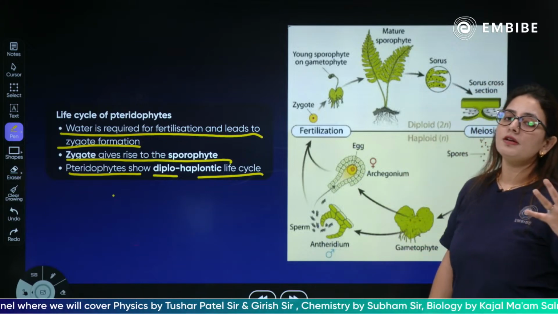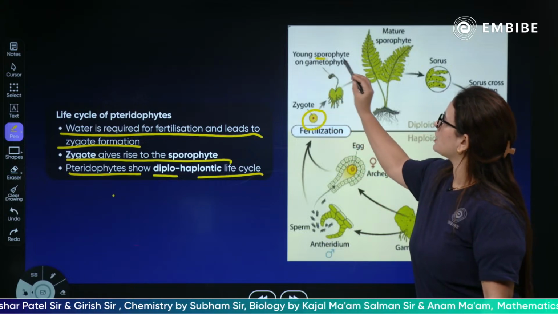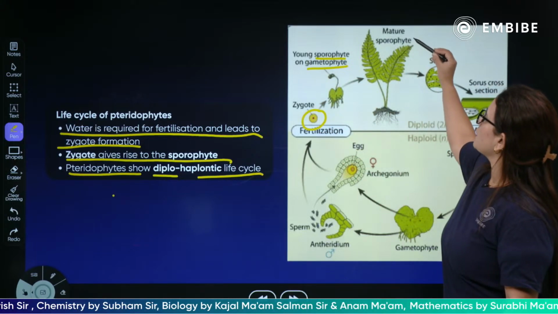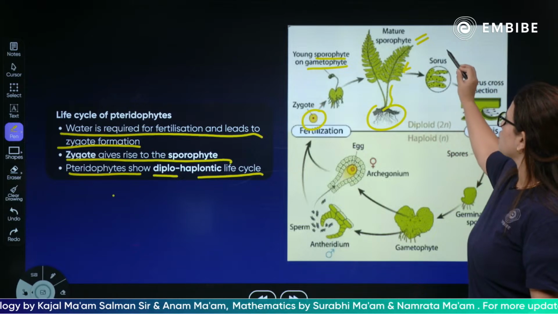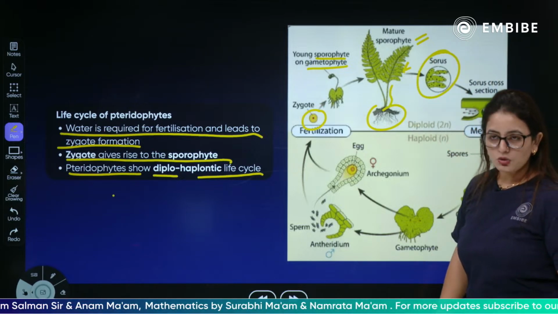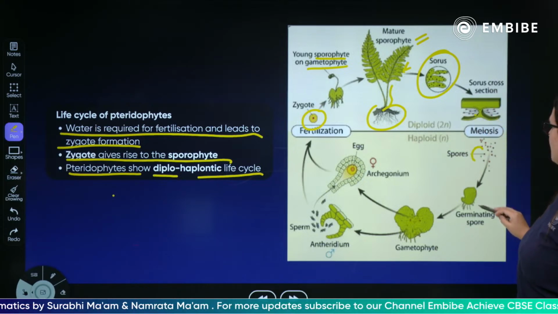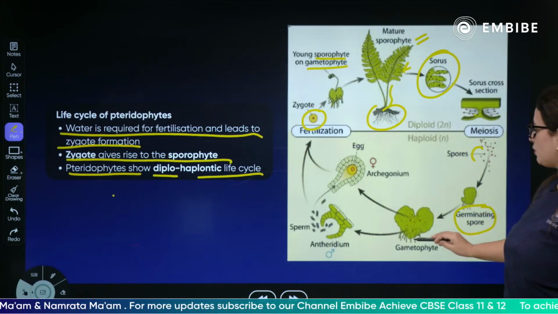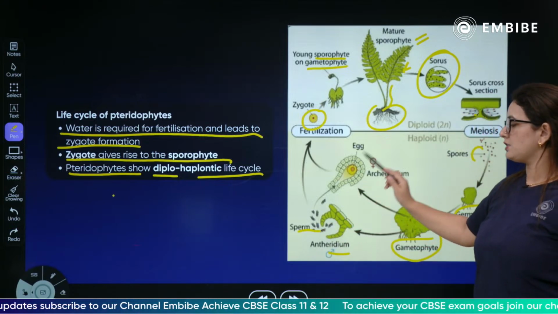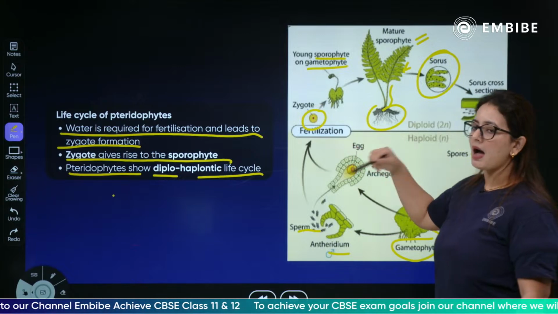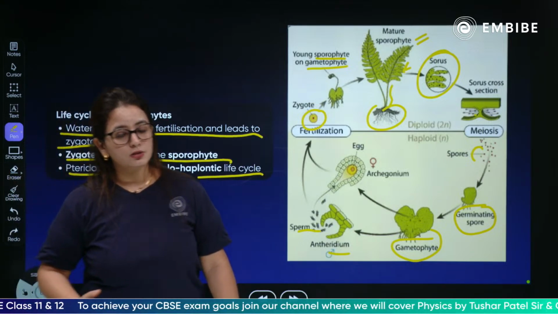A sporophyte will have root, stem and leaves. As you can see, children, this zygote develops into a young sporophyte on the gametophyte, developing into a mature sporophyte which has root, stem, leaves. This is the leaf, which bears a sorus. What will these sori produce? These sori will produce the spores. After meiosis, the spores develop into a germinating spore, which develops into a gametophyte. A gametophyte will have antheridium and archegonium. After fertilization, which takes place in water, a zygote will form. Again, the zygote will create a sporophyte. Again, there will be spores, and sporogenesis will take place.